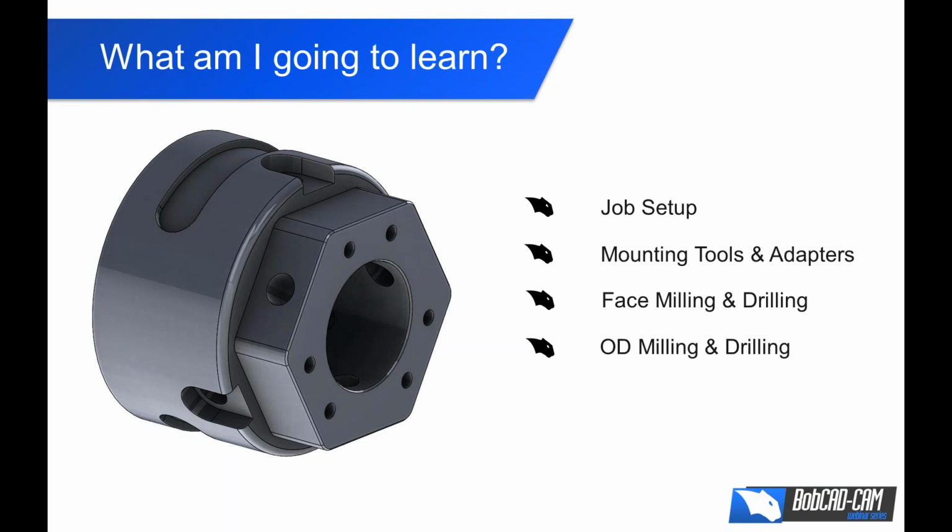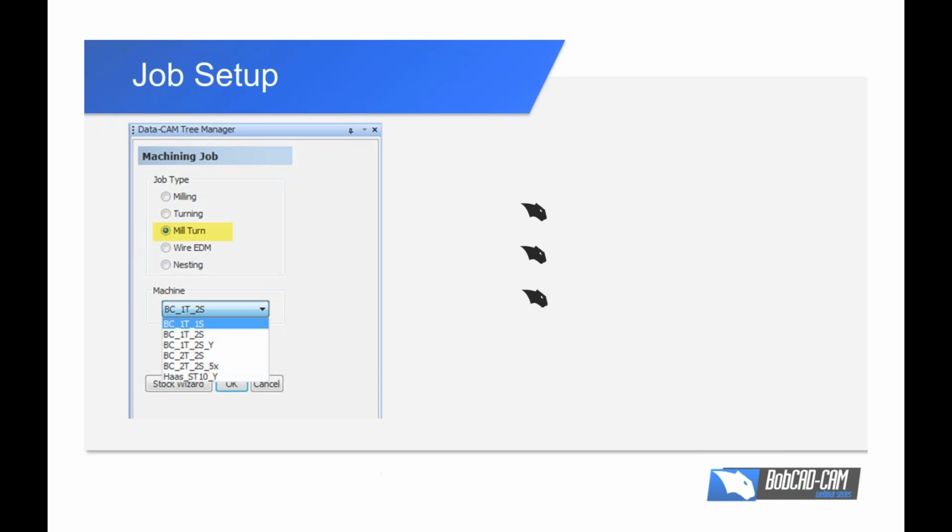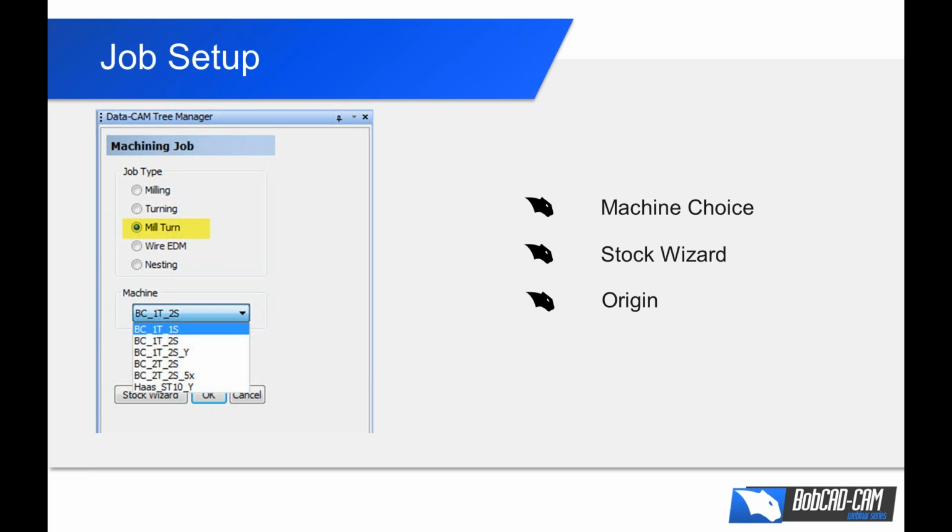So what am I going to learn today? Well, we're going to talk about job setup, where your part is, how to set up the job, mounting tools and adapters, and then we're going to review face milling and drilling, OD milling and drilling. If you want to learn about these types of things for MillTurn, then this is the webinar for you. Okay, job setup, we're going to talk about machine choice, the stock wizard and origin.